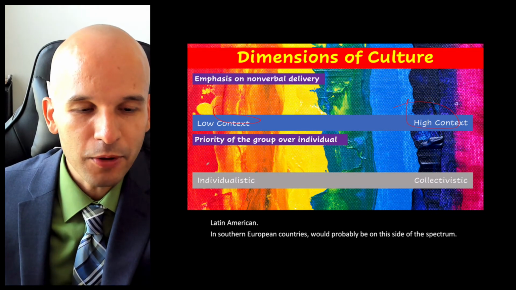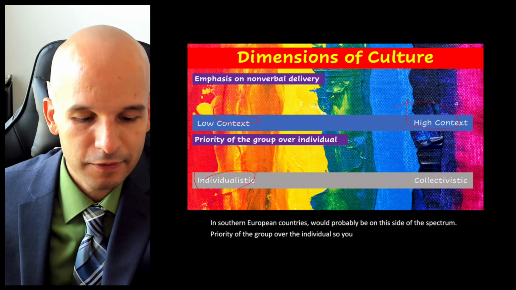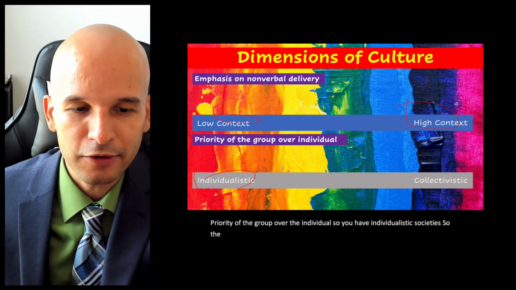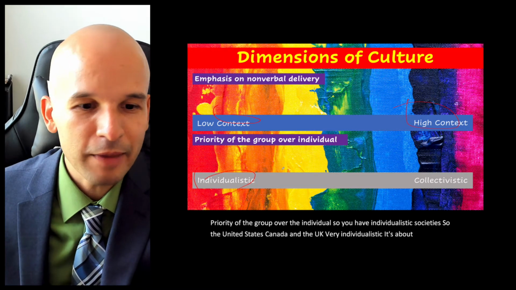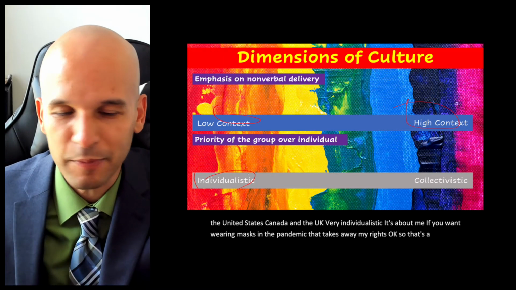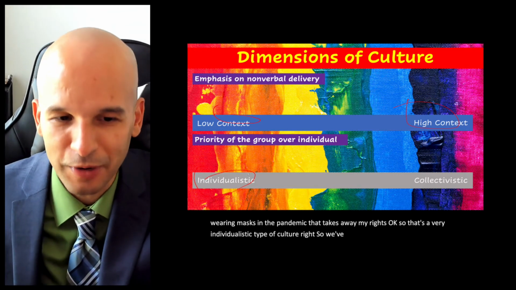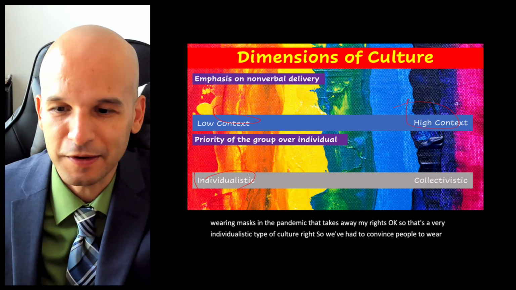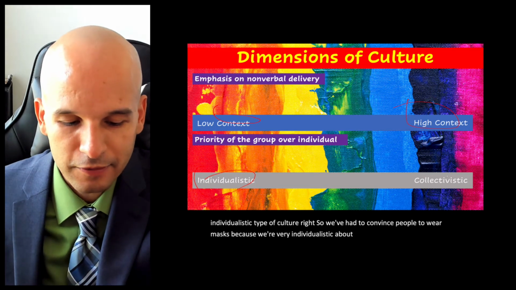Priority of the group over the individual. So you have individualistic societies. So the United States, Canada, and the UK, very individualistic. It's about me. If wearing masks in the pandemic takes away my rights, okay, that's a very individualistic type of culture, right? So we've had to convince people to wear masks because we're very individualistic about it. But other cultures are collectivistic.